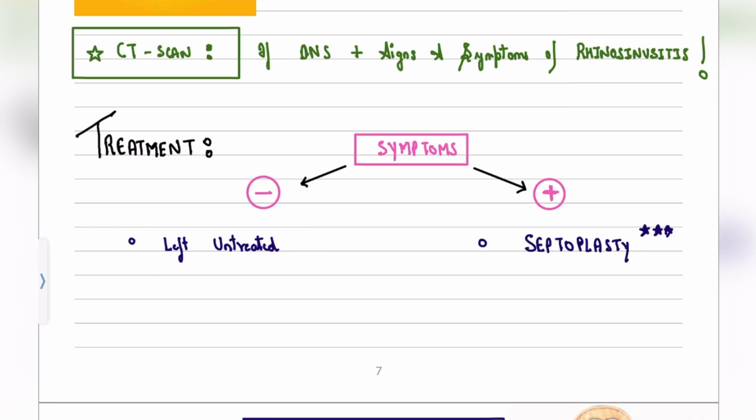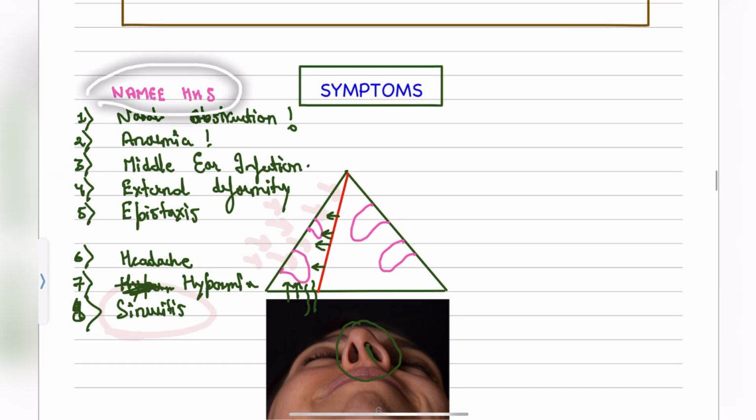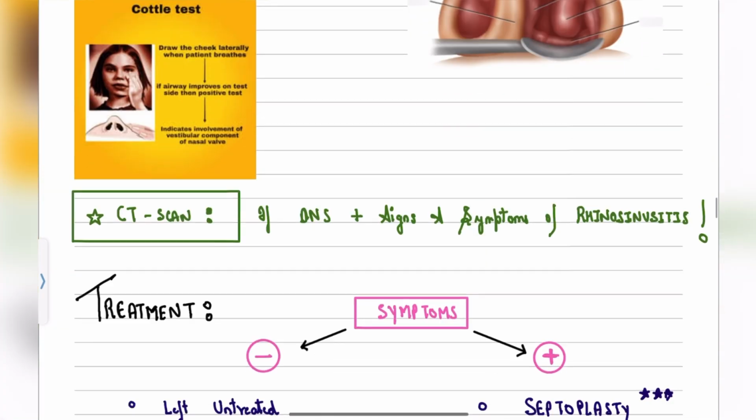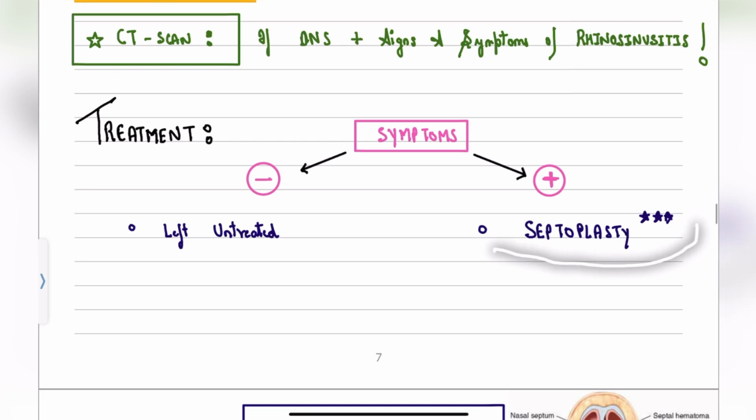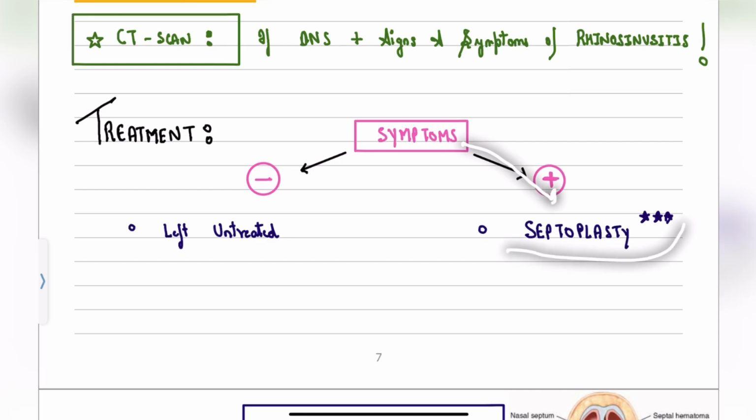All right. If there are symptoms like nasal obstruction, headache, and so on, we have already discussed the symptoms. If these symptoms are present, we will do what is known as septoplasty. All right. So these two treatment regimens are important. If there are no symptoms, we will leave it untreated. If there are symptoms, we will simply do septoplasty.